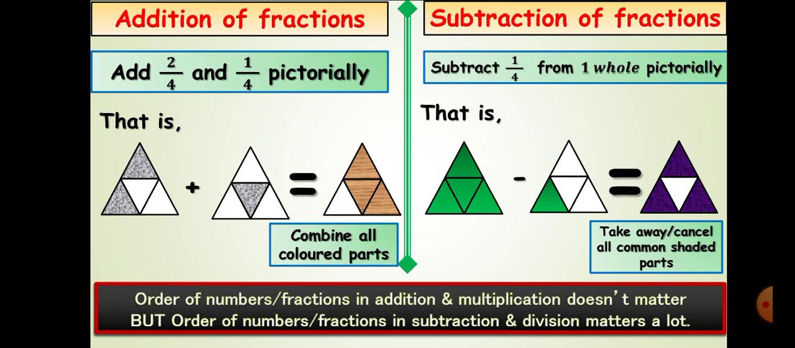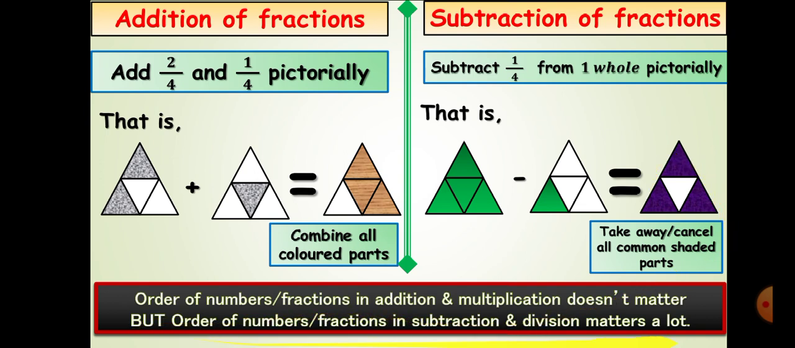But if I'm doing subtraction of fractions, you have to subtract 1 over 4 from one whole pictorially. First of all, you make the same triangle having 4 equal parts, and all 4 of them are shaded. Then you have another with 4 equal parts, one of which is shaded. Then you have to take away, cancel the common shaded part: 1 whole minus 1 over 4. So I'm having 3, and 3 over 4 is going to be my answer.